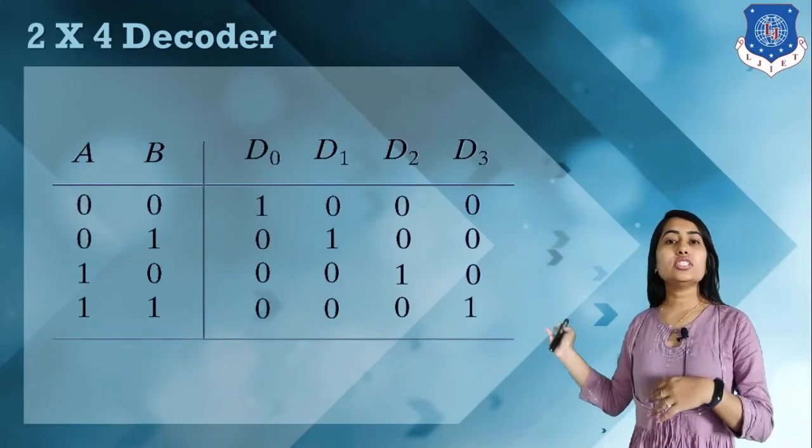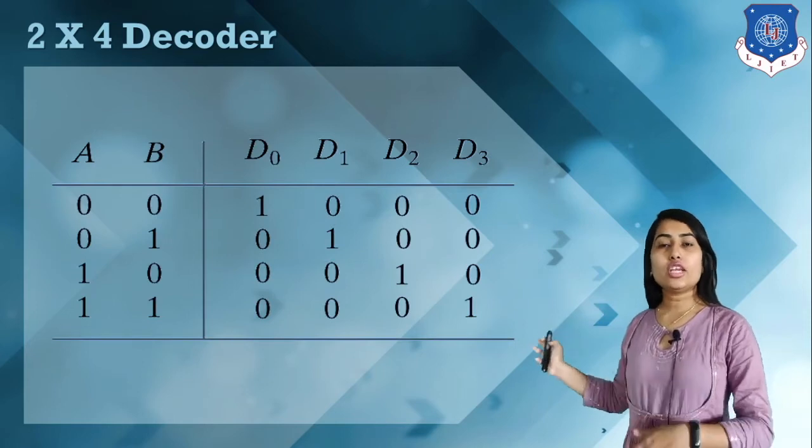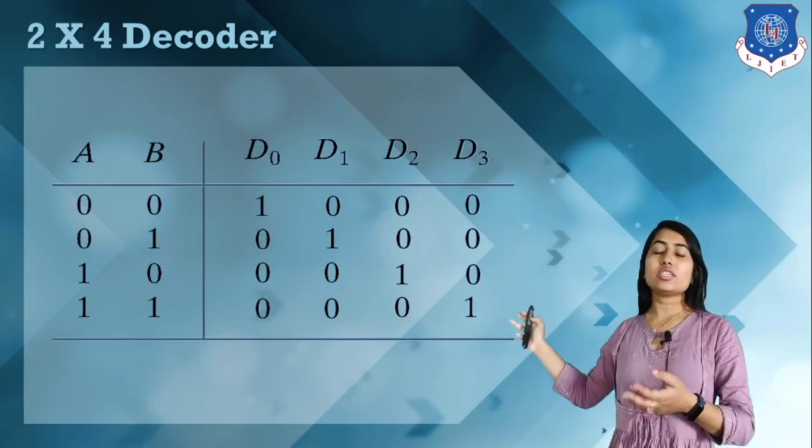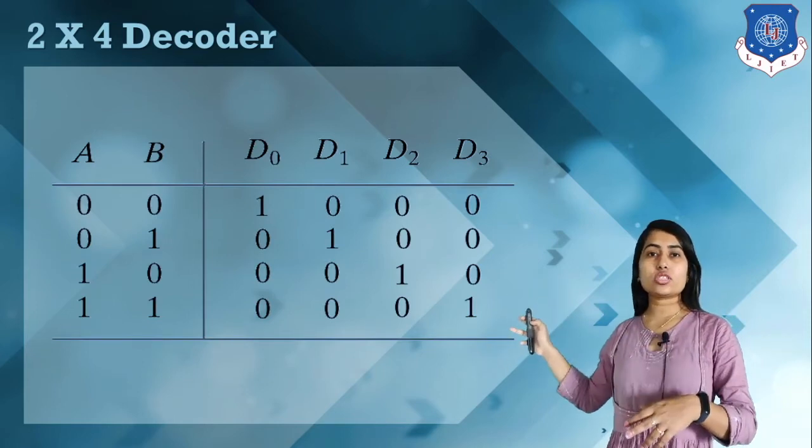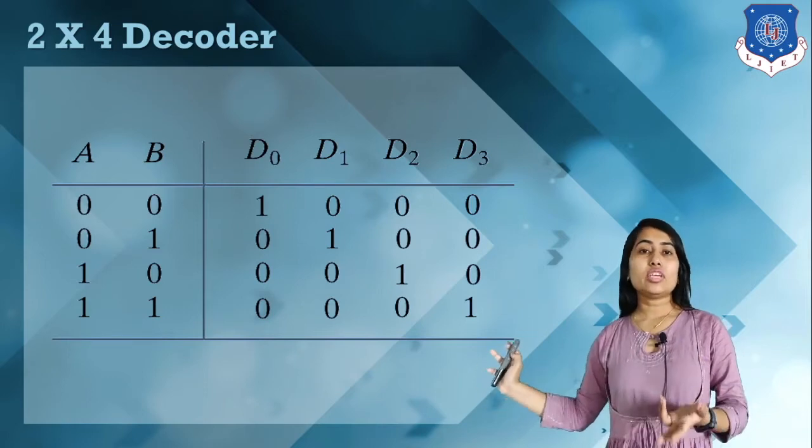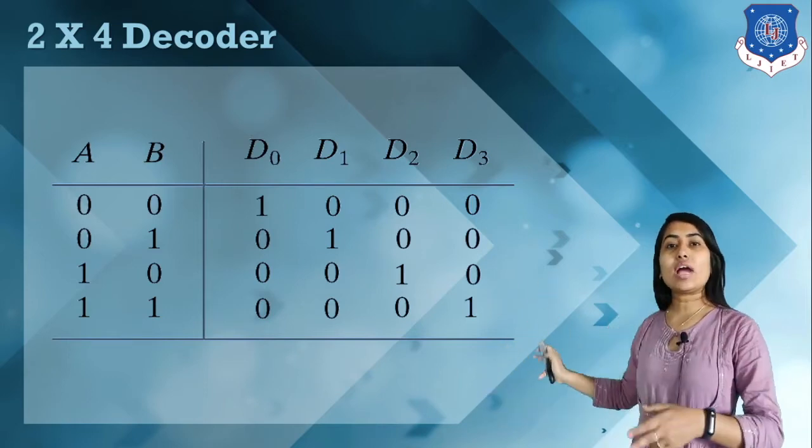Here we have the truth table of the 2x4 decoder. Whenever A and B are equal to 0 0, Y0 is equal to 1. When AB is equal to 0 1, Y1 is equal to 1.